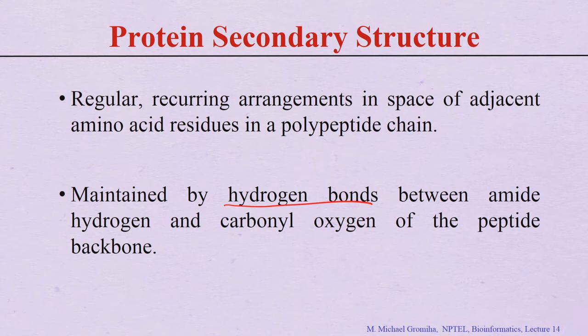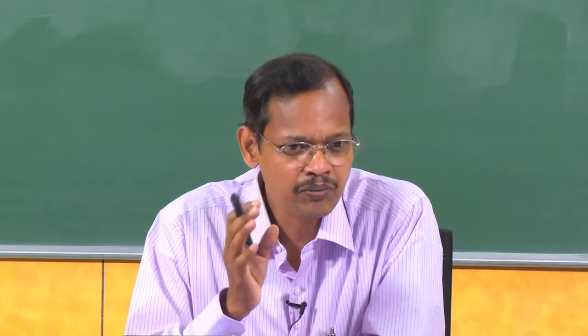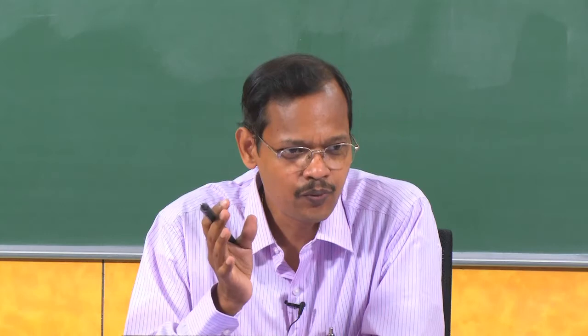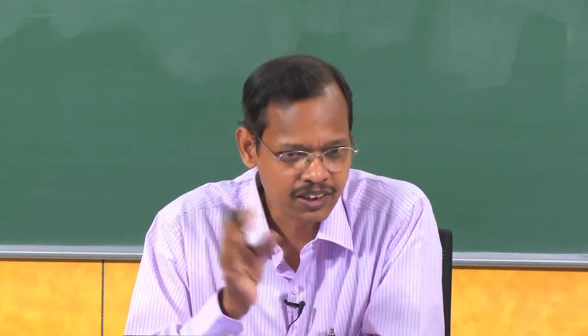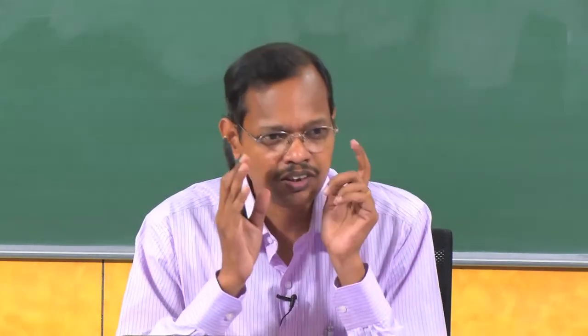If you see the regular secondary structures, the hydrogen bonds are formed between the amide hydrogen, NH, and the carbon and oxygen, CO, of the peptide backbone. So, any secondary structures are mainly formed by the residues which are in the main chain, not in the side chain. This is how we define the different secondary structures.